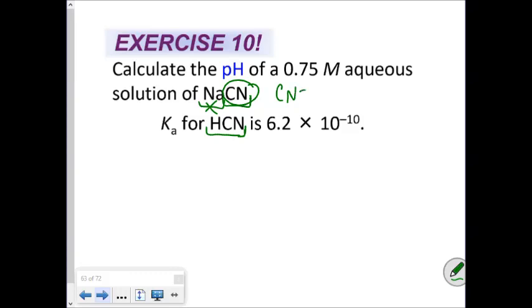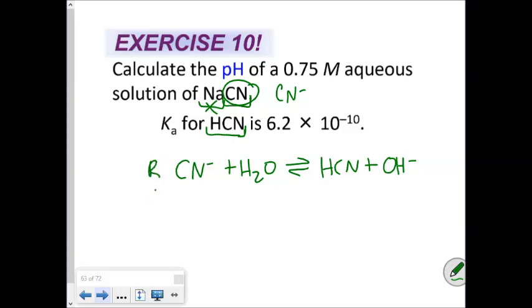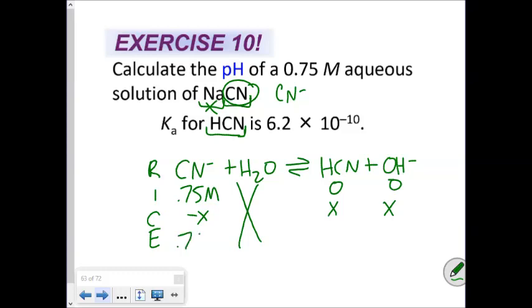The cyanide is going to react with water. So cyanide reacts with our water, and what happens? Cyanide pulls the H off the water and creates HCN, but also in that process we get hydroxide, so it's going to be a basic solution. So this here is our reaction. And since we haven't done one in a while, I'll just write it out here. So we have 0.75 molar of this, 0 and 0. We're going to lose X out of that. We're going to gain X over here. So 0.75 minus X, X, and X. So far, so good. Setting up the right chart.